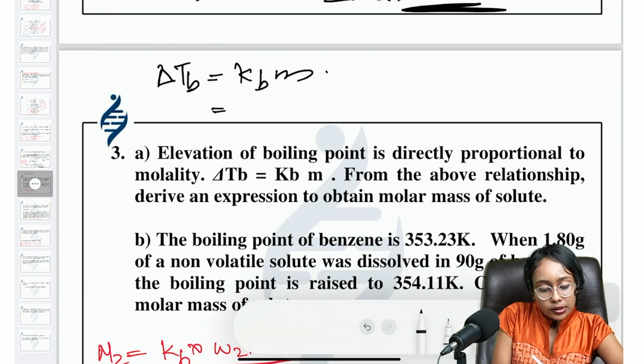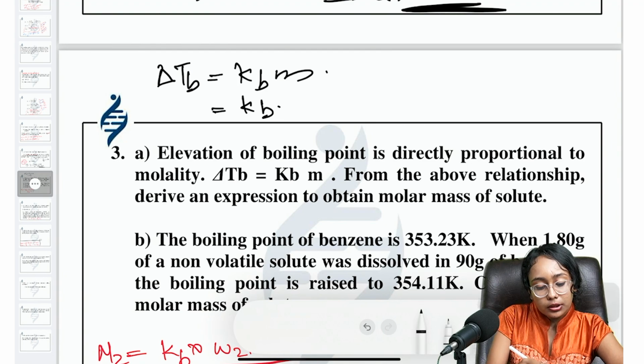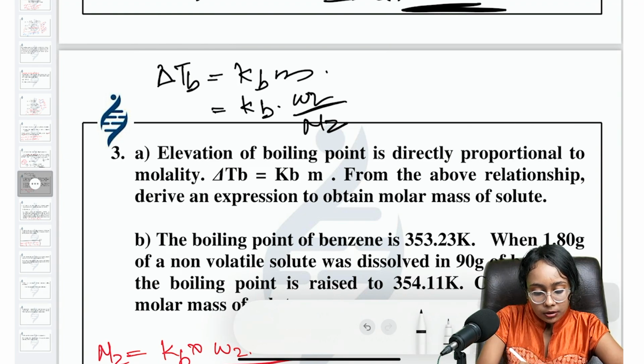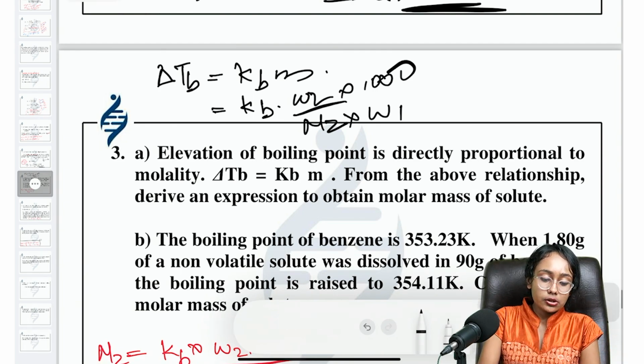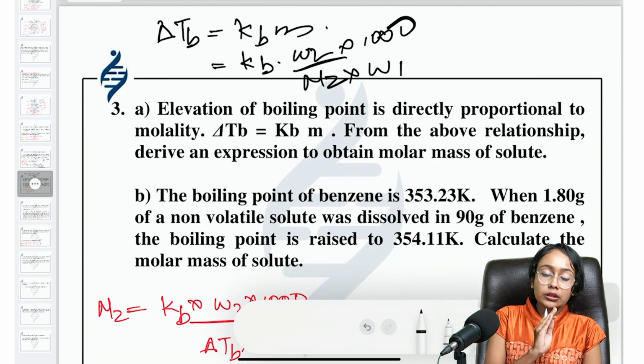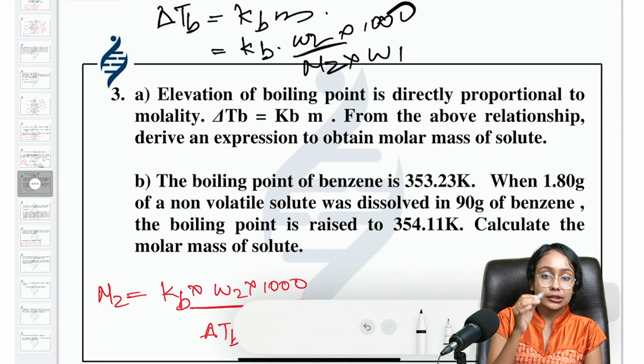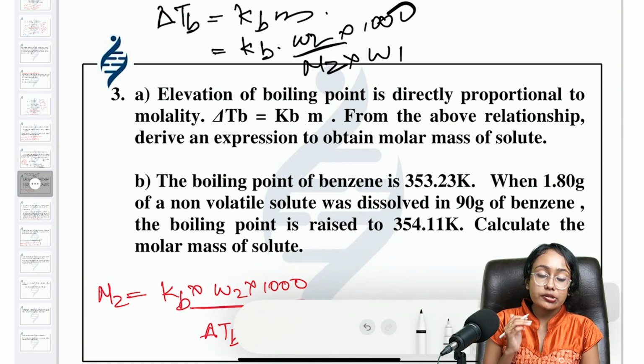So this can be done by delta Tb equal to Kb into molality, the equation of molality, given mass W2 by M2, into 1000 divided by W1, the mass of solvent in kilograms. Before that, you need to derive the equation for delta Tb by considering the case of two containers. Then show delta Tb is directly proportional to molality, and also introduce the proportionality constant.